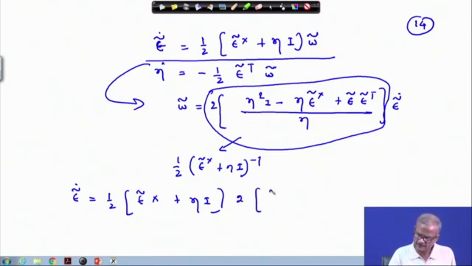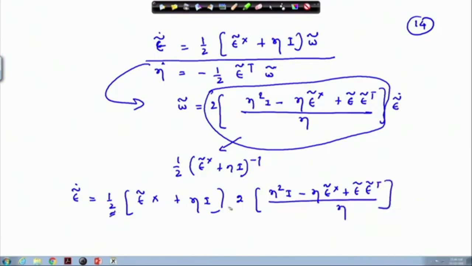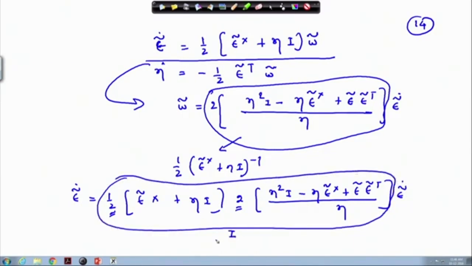So, this is 2 times eta square I minus eta times epsilon tilde cross divided by eta. Okay. So, these 2 and these 2 will cancel out, and if you take the product of this quantity with the epsilon tilde dot, it will get reduced to identity. So, this whole part will be equal to an identity part, and you will get here epsilon dot equal to epsilon dot, which is the correct thing. Okay. So, this indicates the inverse of this matrix, which we are not going to do here. You can try it yourself, because this is not very difficult, it is simple, and we have already carried out and proved many identities. So, those identities you can utilize and solve this problem.